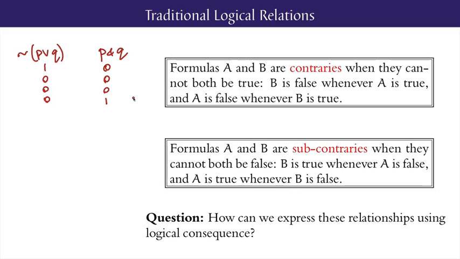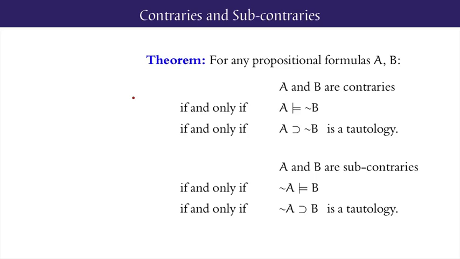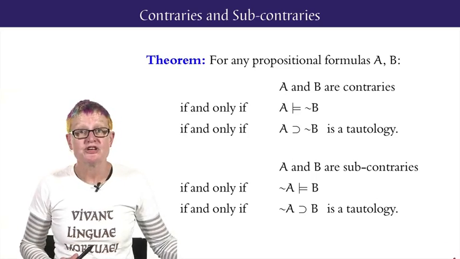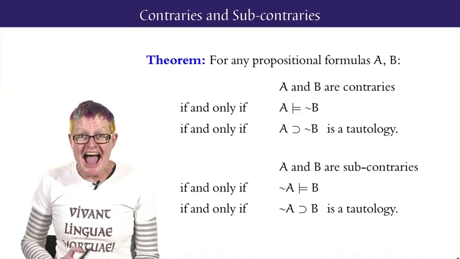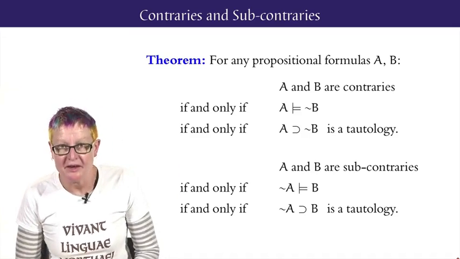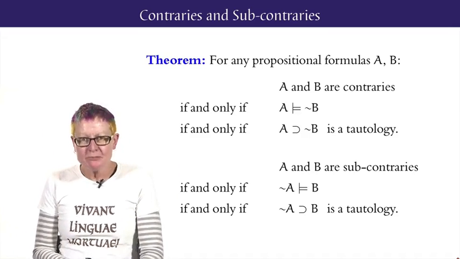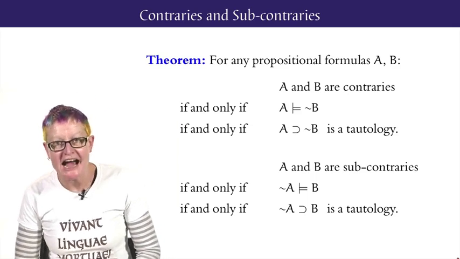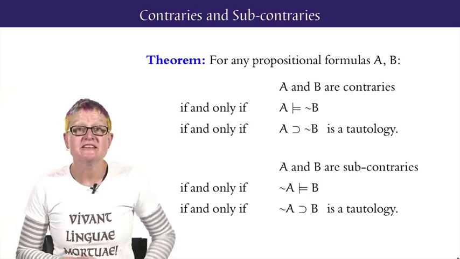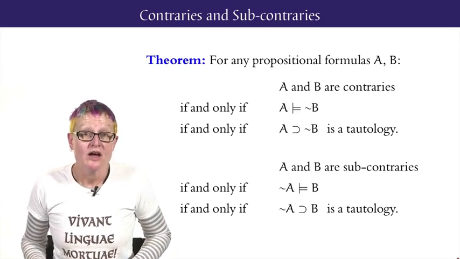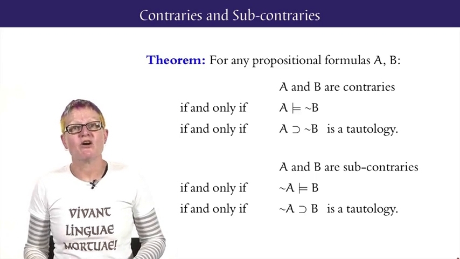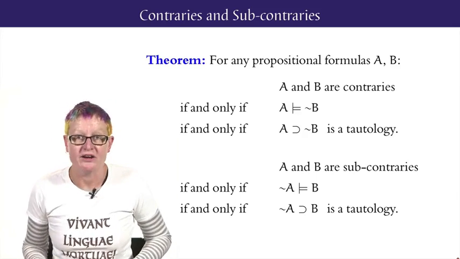Now, how can we express the contraries and subcontraries relationships, again using our fundamental notion of logical consequence? The following result characterises these traditional logical relations. A and B are contraries if and only if A logically implies not B, while A and B are subcontraries if and only if not A logically implies B, and this in turn is the case if and only if not B logically implies A. So subcontraries can be seen to involve the converse logical implication of that holding of contraries.